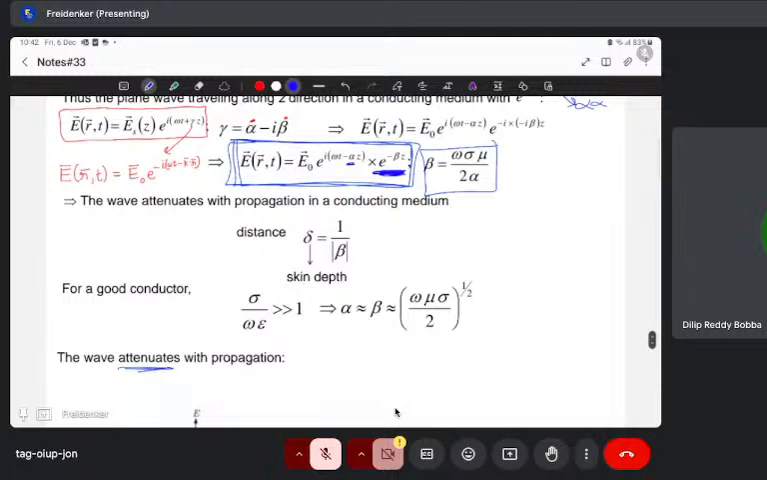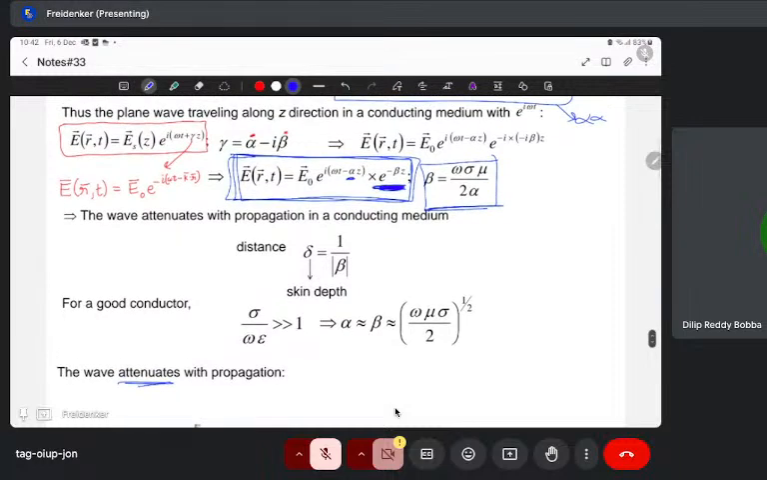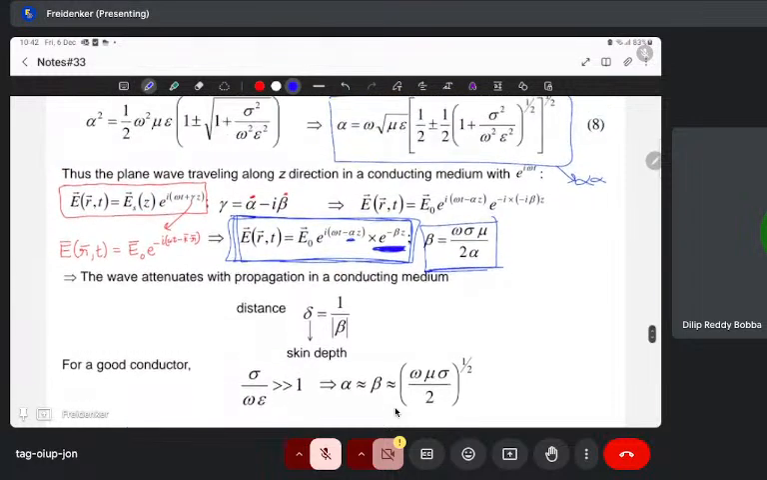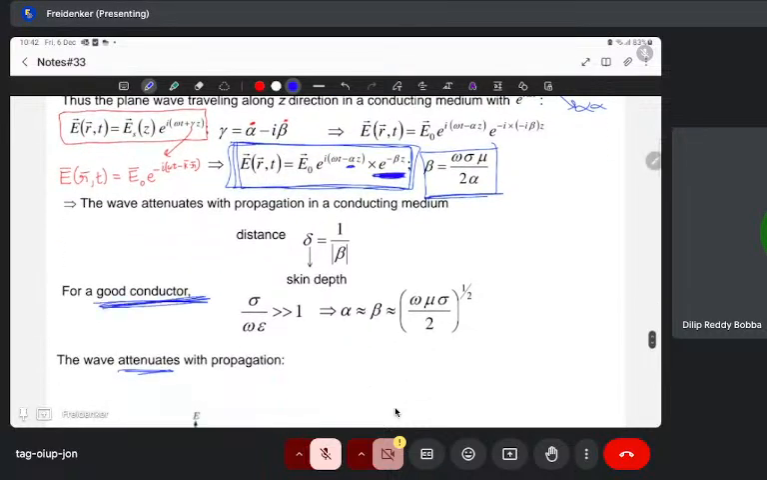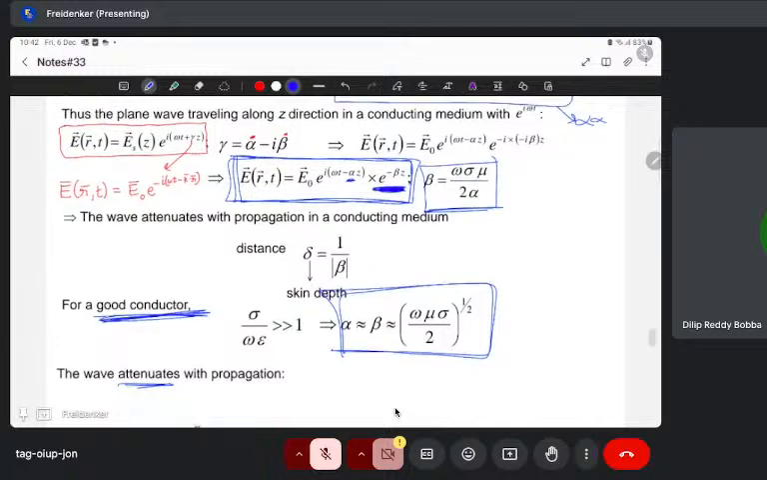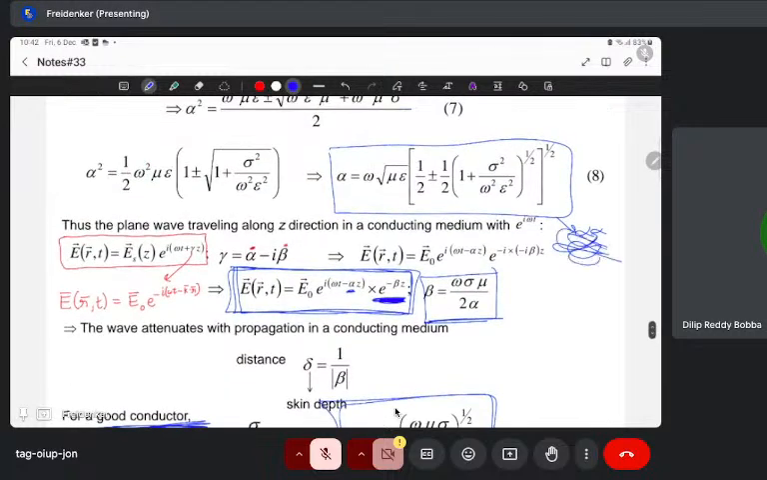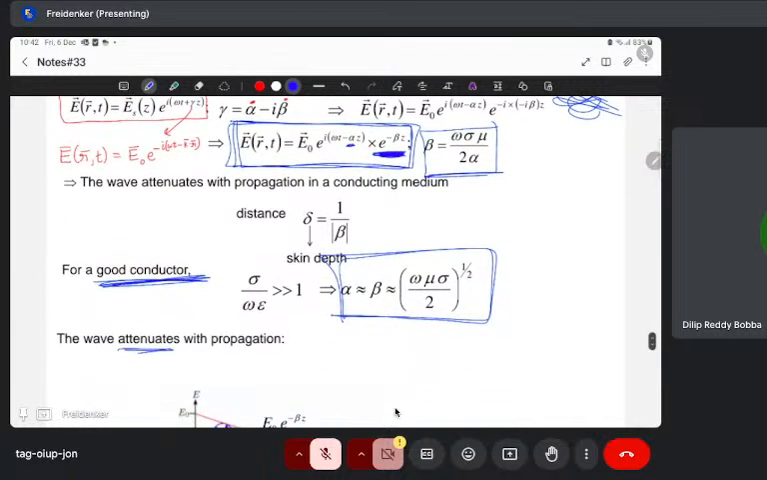Is there anything else? Okay, skin depth. This came in the quiz, right? If you want to answer what is skin depth, then you'll have to know the beta formula. There is another formula for alpha and beta: for a good conductor, alpha is approximately beta, and this is approximately equal to this much. This is simpler to remember, so you can keep this in mind. I don't think they will ask you to remember the exact expression for alpha. You can remember the approximate value of alpha, which is approximately beta, which is approximately this much.